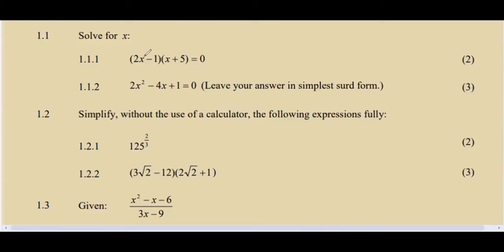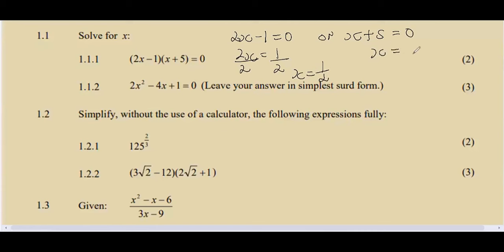Okay, so as I've previously stated in my videos, when you are given a situation like this, guys, there is no foiling involved here. All that you simply need to do is take each and every bracket and equate it to 0, and then you get your solutions just like that. So you have 2x minus 1 is equal to 0, or x plus 5 is equal to 0. So this one, if you transpose that -1, it becomes +1. Then you divide both sides by 2, so you have x is equal to 1 over 2. Then here you just need to transpose this +5, it becomes -5. Then just like that, you have your 2 marks, right?